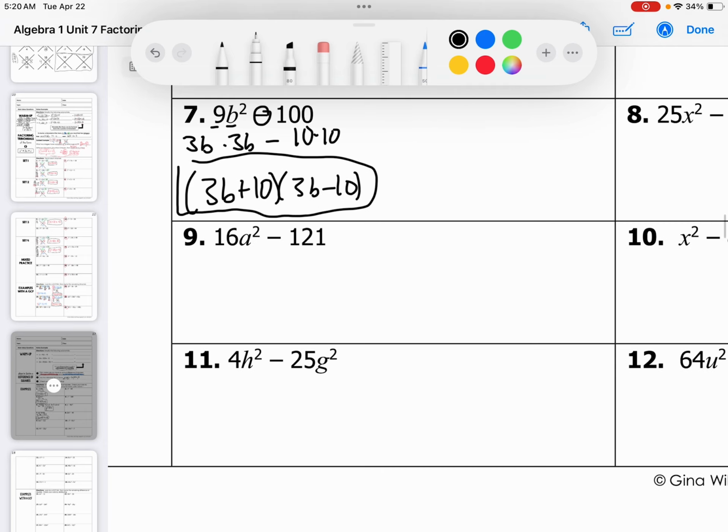Right, number 16. The 16 we could split into 4 times 4. The a squared we would split into a times a. 121 is 11 times 11. We have the minus sign in the middle. This is going to give me 4a plus 11 times 4a minus 11.